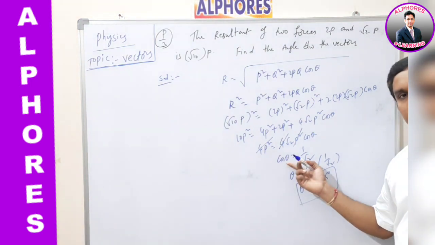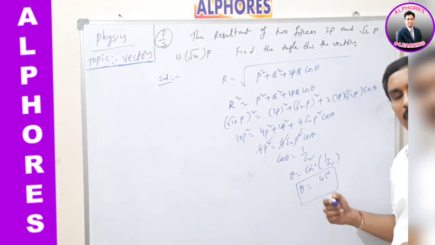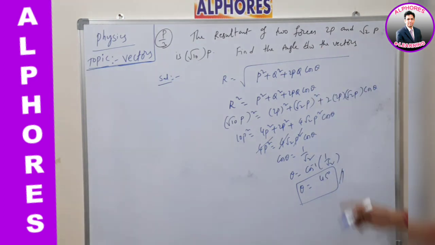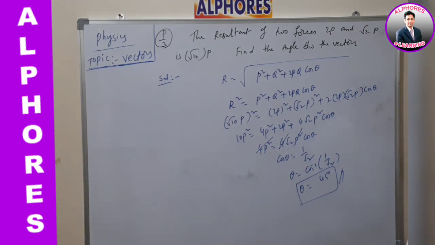Why? Because if cos theta is equal to 1 by root 2, then theta is equal to 45, because cos 45 is equal to 1 by root 2, right? So this is the method to find the angle between the two vectors from the given data. Is it clear? Please write down this one. After that I am going to the next problem.